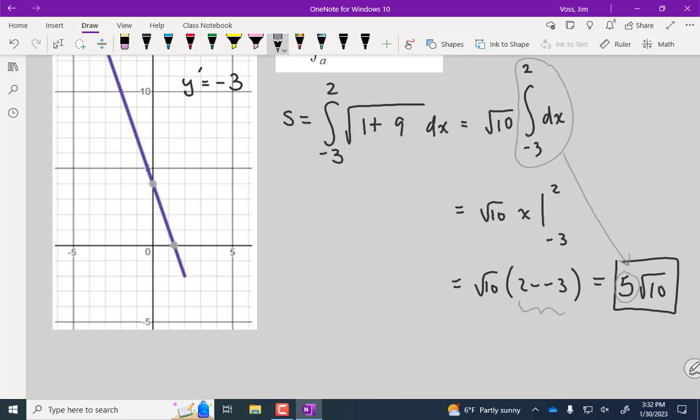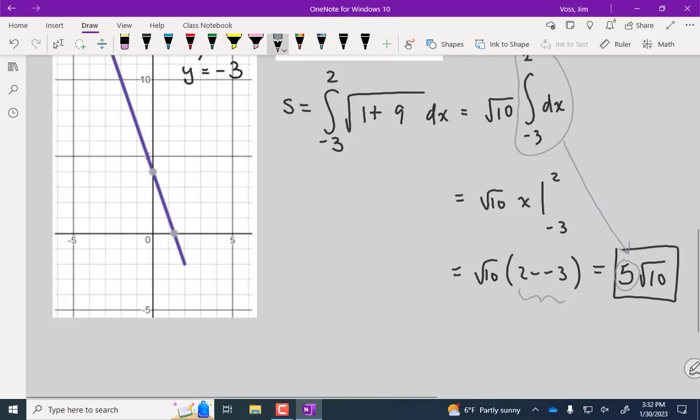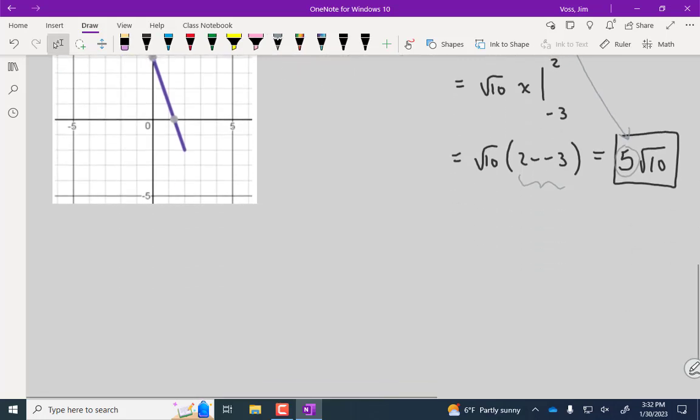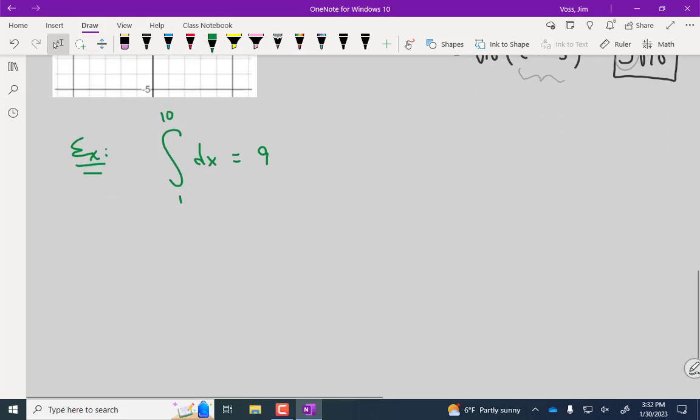It's 2 minus minus 3. That's the length of the interval. So that's going to be a pattern you're going to see a lot. In other words, you should be able to cut to the chase on an integral like this. If this is the integral from 1 to 10 of dx, what's that going to be equal to? 9. Every single time. If you have the integral of a differential, you just do the upper minus the lower.